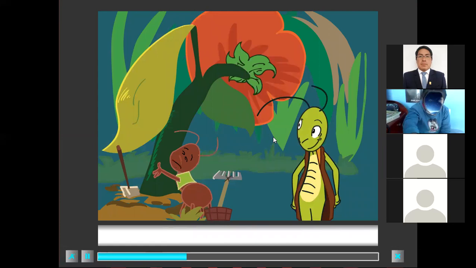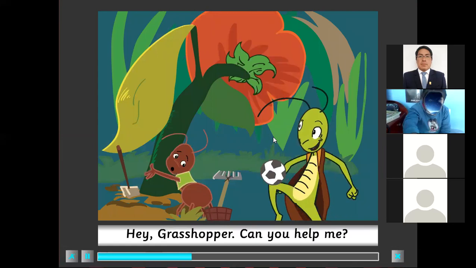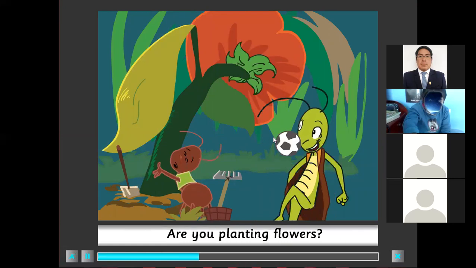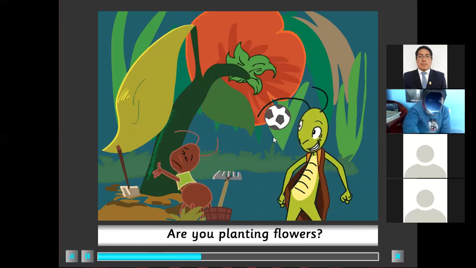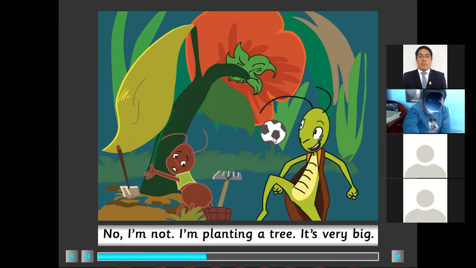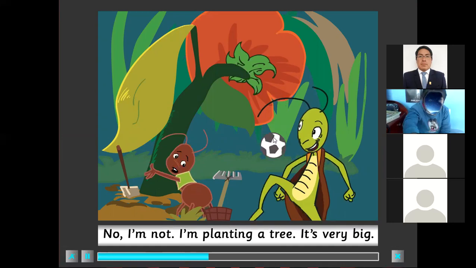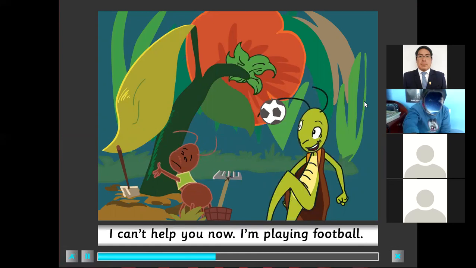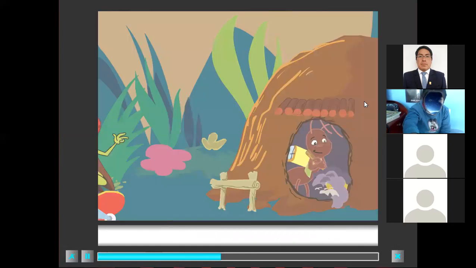Hey, grasshopper, can you help me? What are you doing? Are you planting flowers? No, I'm not. I'm planting a tree. It's very big. I can't help you now. I'm playing football. In the evening.